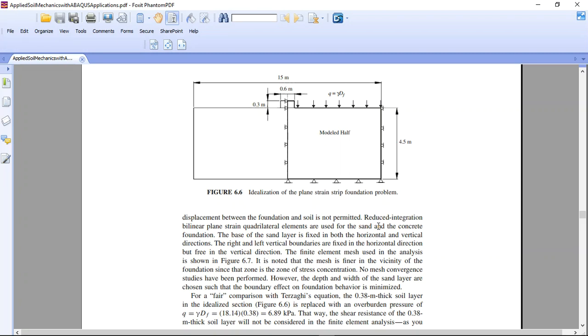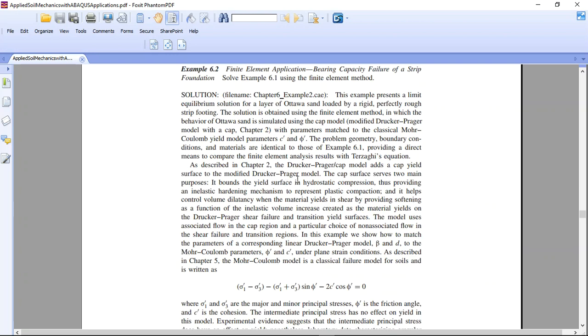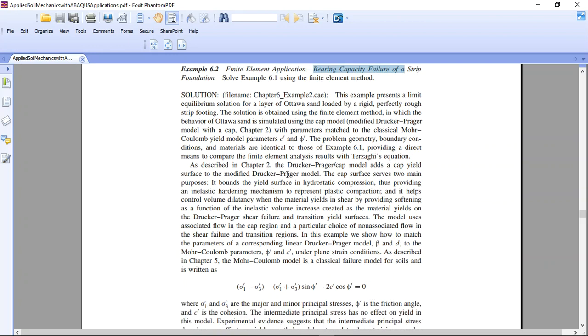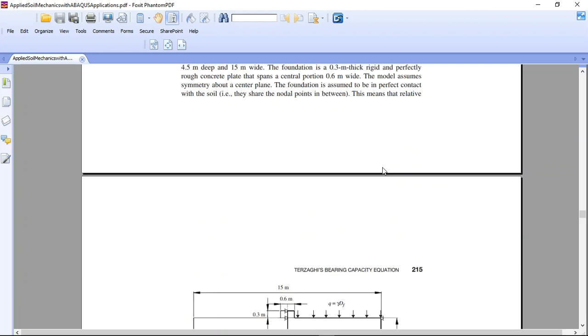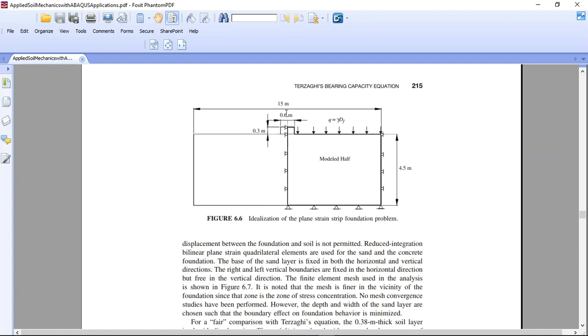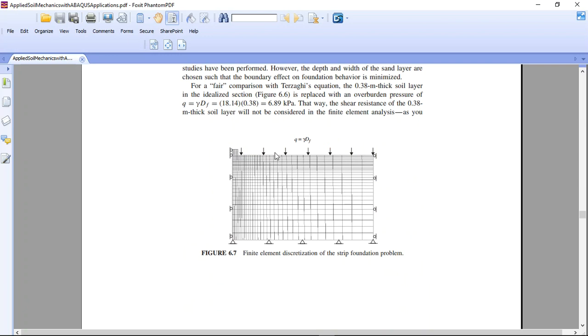Welcome to this simulation. Today I did a simulation model of the bearing capacity failure of an airstrip. You can see here the theoretical equation by Terzaghi, and this is a schematic, and here the mesh and boundary. The bulk uses pressure instead of soil.